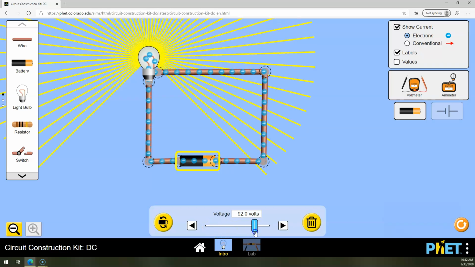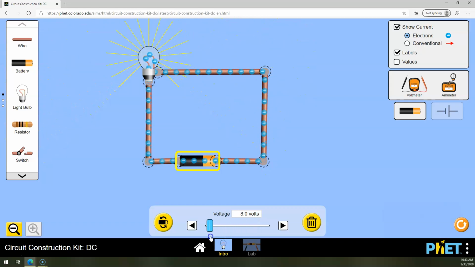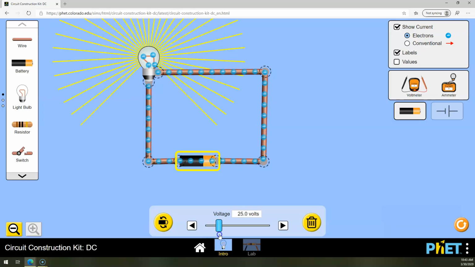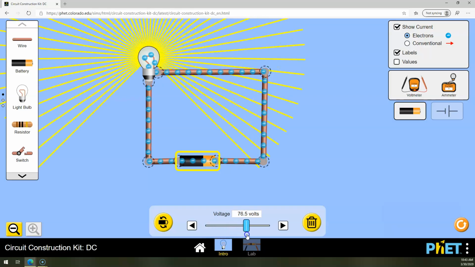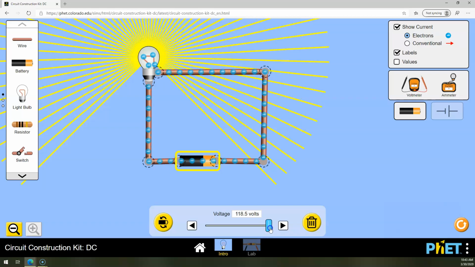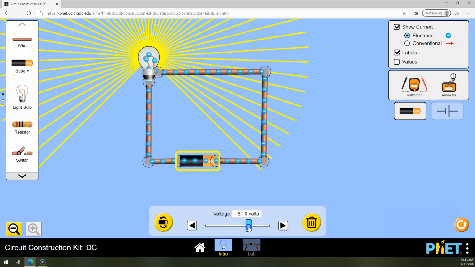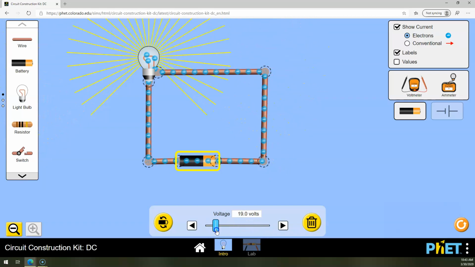So if I increase the voltage, I increase how much energy each one of them is carrying. You'll notice they're also going faster. We'll talk about that later, okay? But I'm changing how much energy each one of them is carrying. The more energy each one carries, the more energy it can give the light bulb, and the brighter the light bulb will be. That makes sense.